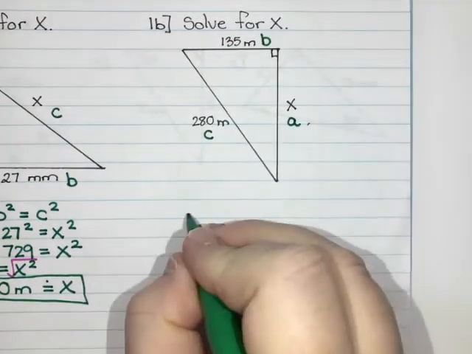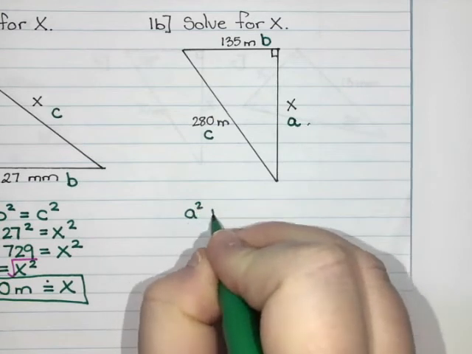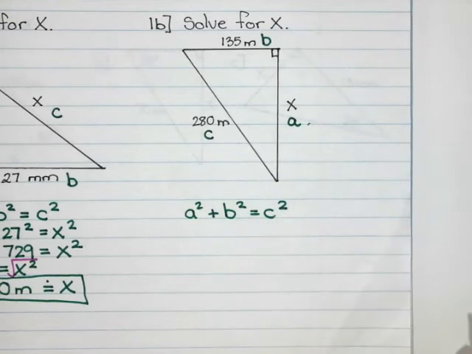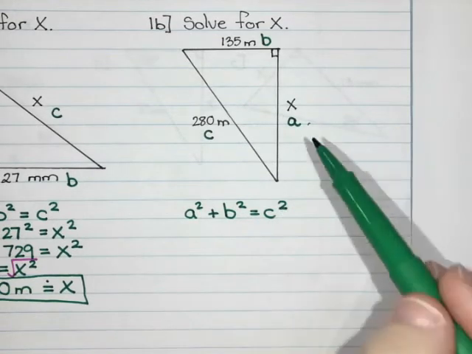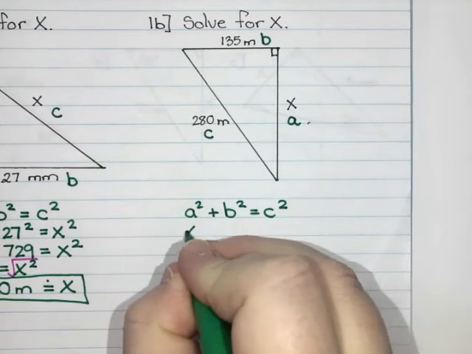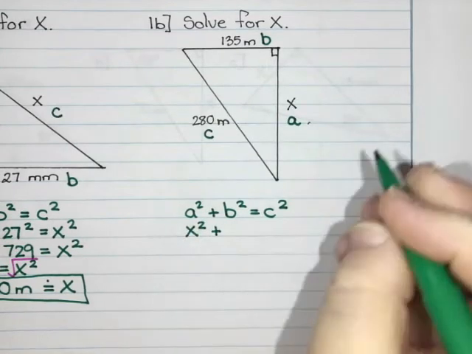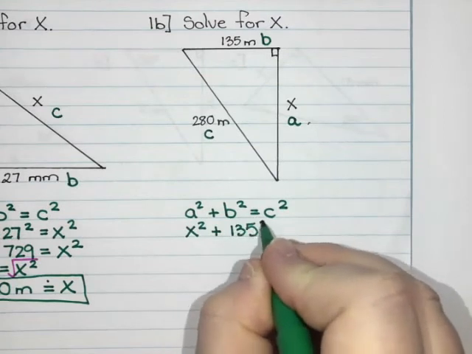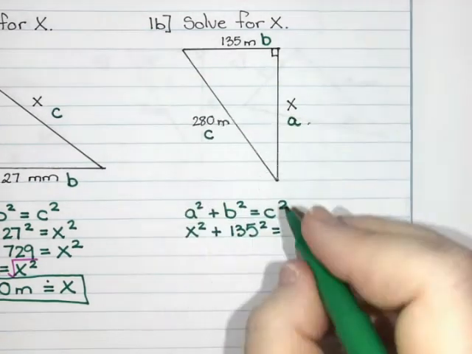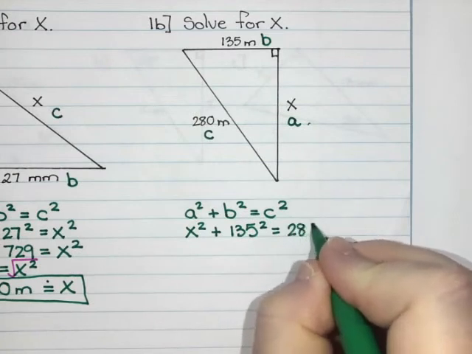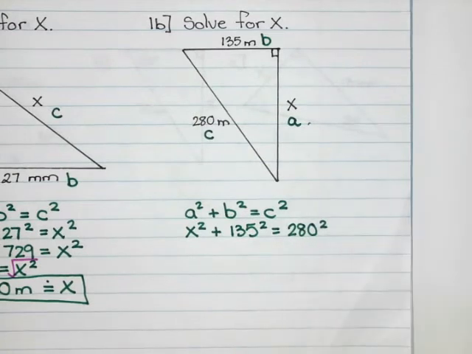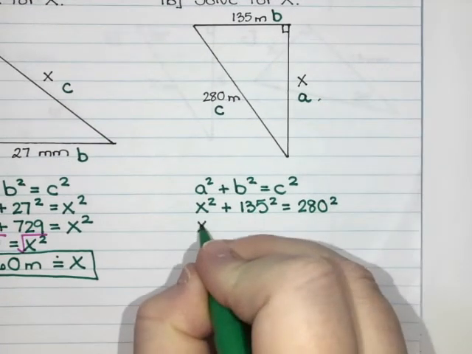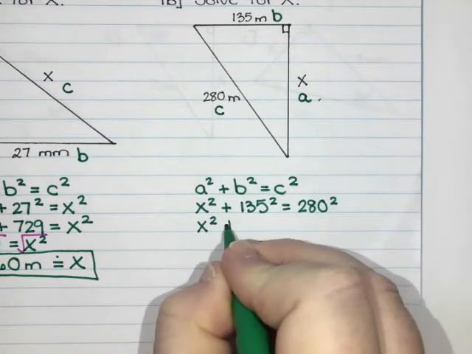So I'm going to write down my formula. A squared plus B squared equals C squared. And I'm going to substitute my numbers in. So A is x squared, B is 135 squared, and then C is 280 squared. I'm going to use my calculator to square those numbers. X squared I can't do anything with, so it's going to stay as is for right now.